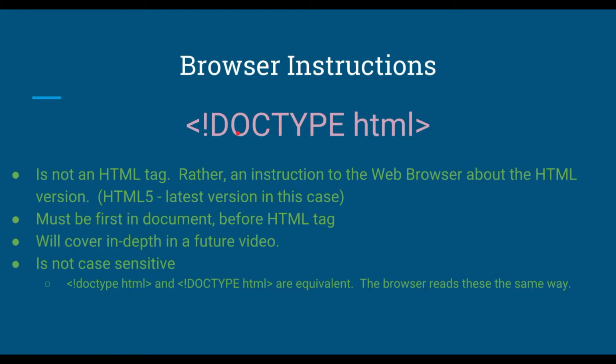So browser instructions. A doctype is not an HTML tag. It's an instruction to the web browser about the HTML version. And so in this case, we're talking about HTML5, which is the latest version. And this document type is always going to be first in the document before the HTML tag. We'll go ahead and cover this way more in depth in a future video, but for now just know that it's not case sensitive, but most people type it out as the doctype, all caps, HTML, and this is the primary one that you're going to be using.